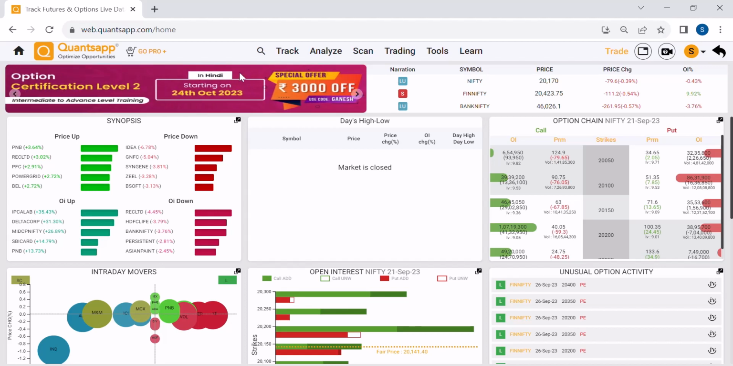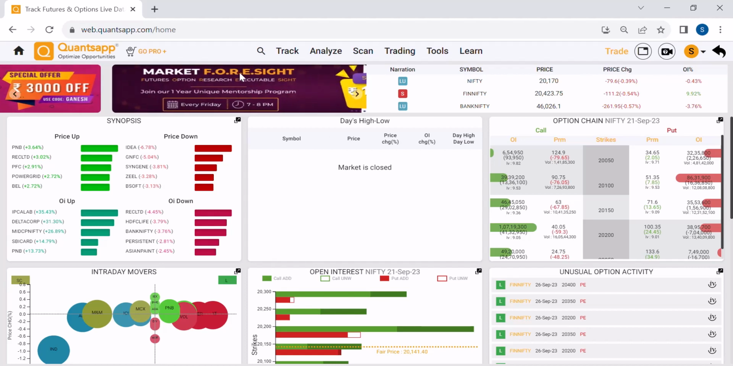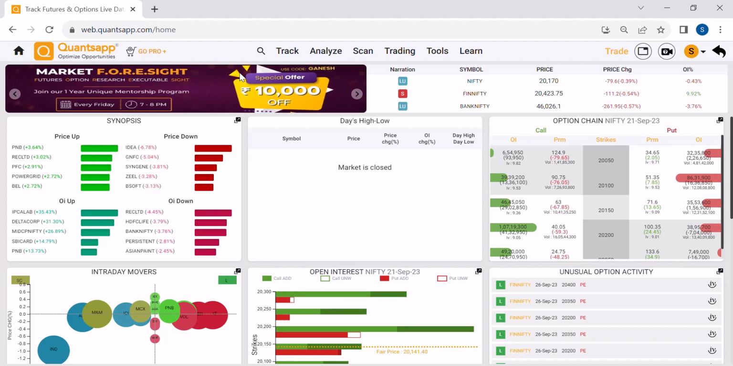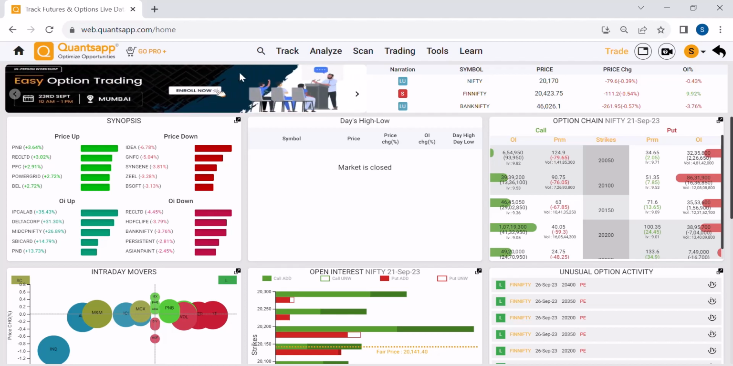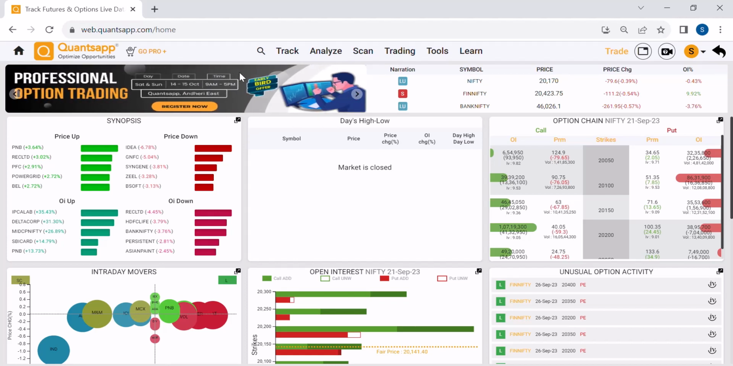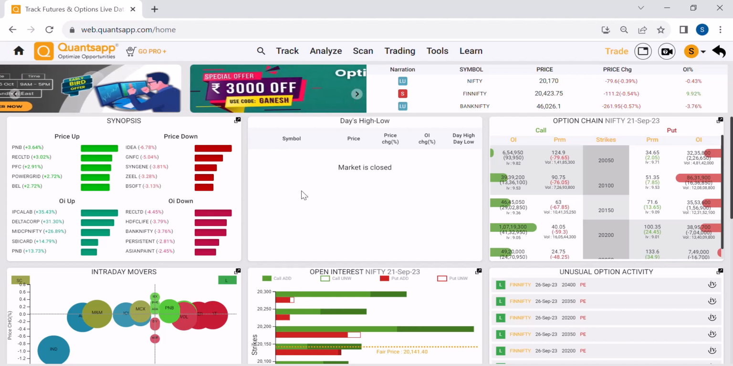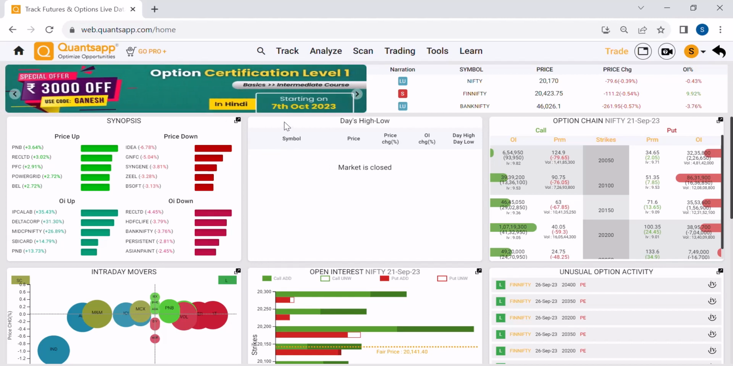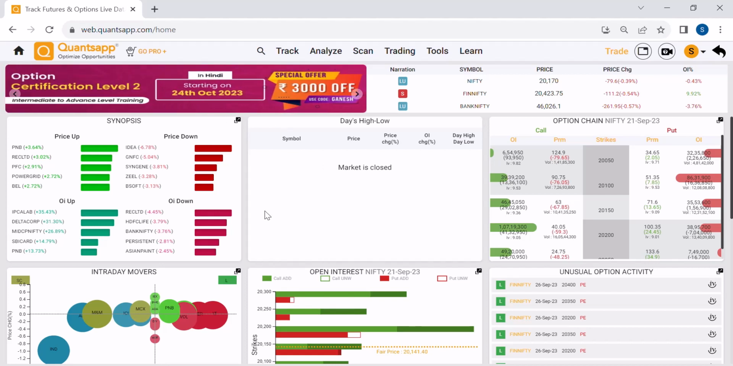So first we will learn how to identify the trend in the market. There are n number of ways through which we can identify the trend, and we will try to learn a couple of those. The first way is that whenever the instrument breaks the highest call open interest strike price or the put open interest strike price, that is the time we will try to capitalize on that. So let's say Nifty.